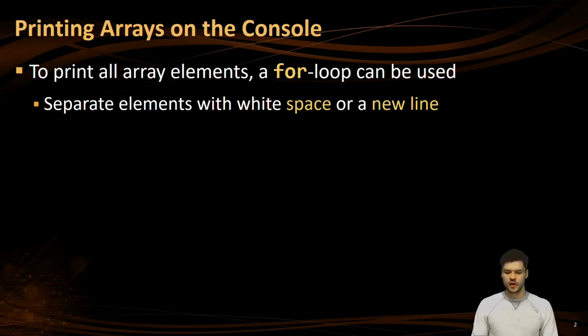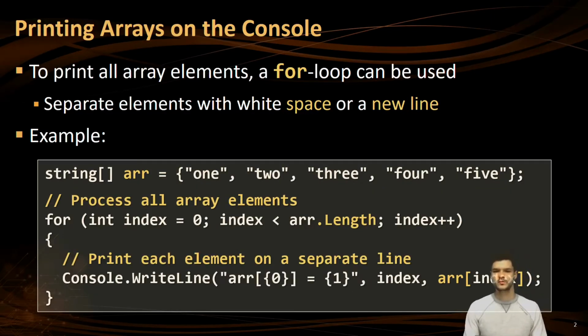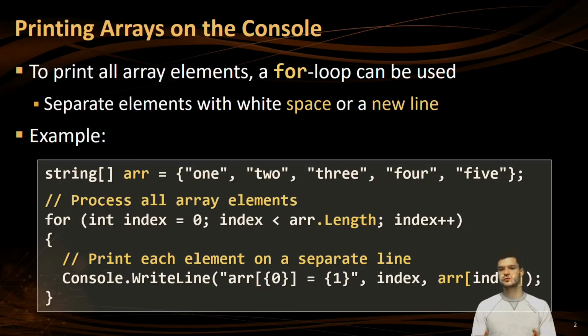To print all array elements, as we have seen, we can use a for loop. We can separate elements with white space or with a new line. As you can see here, we have an example to print each element on a different line. And let's see other ways of printing arrays, because I have always used this type of printing.